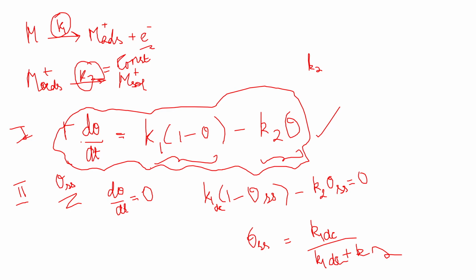You do the site balance. You write the site balance, equate the site balance to 0. That is how you find out theta SS. Theta SS value changes with respect to the question. Yes, so for this question that you have solved, theta SS is K1 DC upon this one. Yeah, that I understood. Clear. Now we'll do one more.